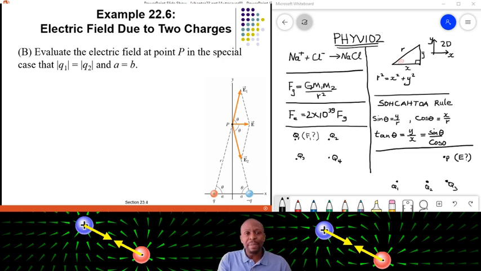Now, question B states: evaluate the electric field at point P in the special case where Q1 is equal to Q2 and A is equal to B.